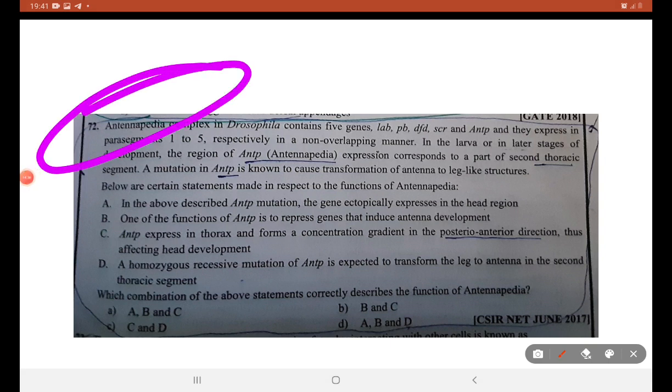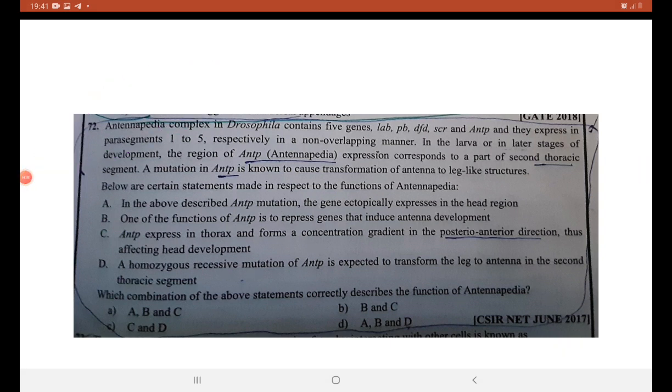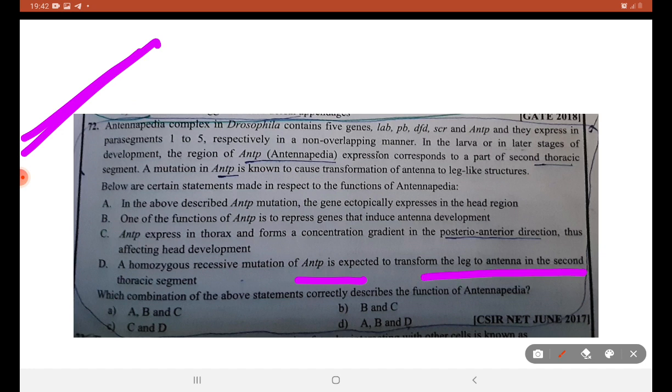Next question about Antennapedia. In the above described Antennapedia, mutation is ectopically expressed in the head region. Recessive mutant of Antennapedia is expected to transform leg into an antenna in the second thoracic segment. D is the right answer. We should know for sure. Antennapedia expressed in the thoracic and forms the concentration gradient in posterior and anterior. It's not in the posterior, it is in the anterior to posterior direction. So C is the wrong answer. D is the right.